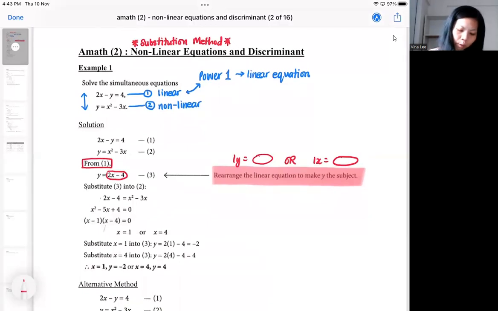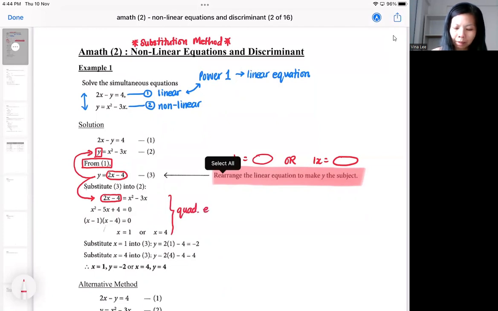From here, I'm going to insert this into the second equation. y is representing 2x minus 4, so I'm going to change out the y. When you successfully substitute y away, you find yourself with a quadratic equation in x.